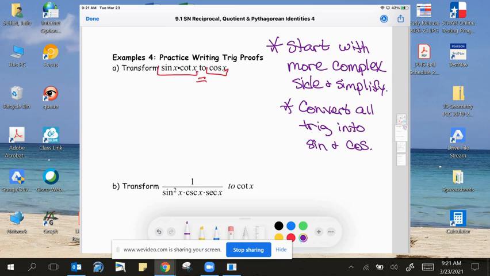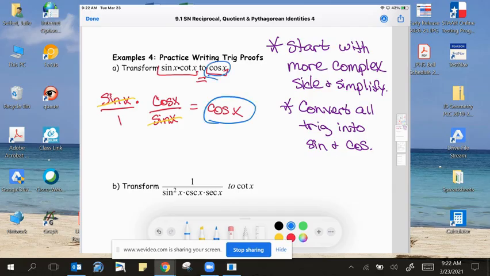So here on part A, the more complex side is that left side, sine x cotangent x. So we want to simplify it, and we want to convert it into sines and cosines. So I'm going to leave that sine x alone. Okay, multiply that by cotangent x. Cotangent x has cosine x on the top, then sine x on the bottom. Okay, when we simplify that, sine x over sine x divides out. If you like it better, you can put that first sine x over 1 so you have fractions through the whole thing. Okay, then that does actually equal cosine x.